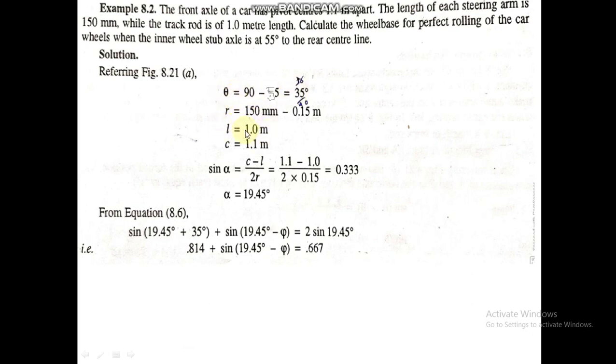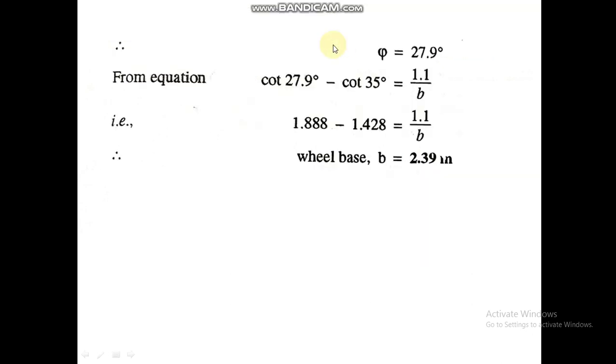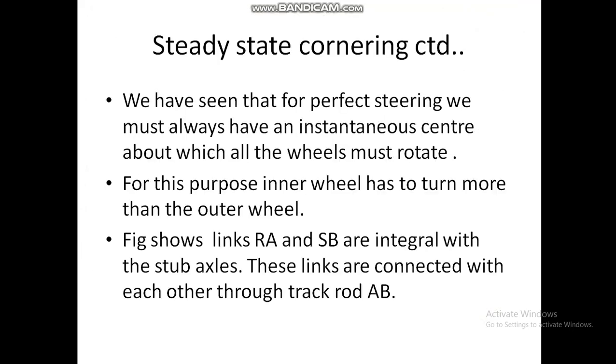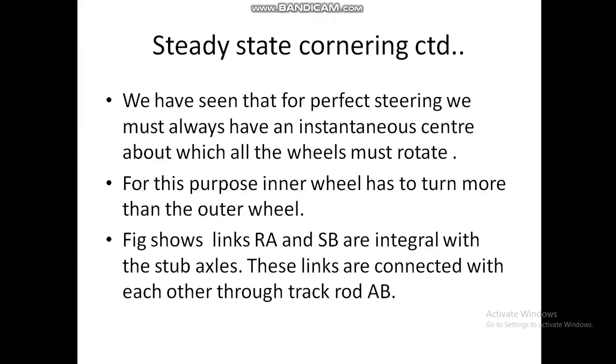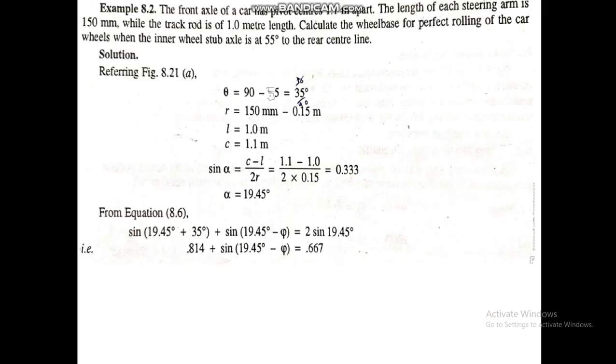So given data has been written, first of all you have to calculate wheelbase. See from the relation where we can find out wheelbase. This is the relation, that is cot phi minus cot theta is equal to C by B. From this relation you can calculate wheelbase because C is given to you, theta you have 35, you need to calculate phi to get the wheelbase. So how will you calculate phi? We will apply the relation sine alpha is equal to (C minus L) by 2R.